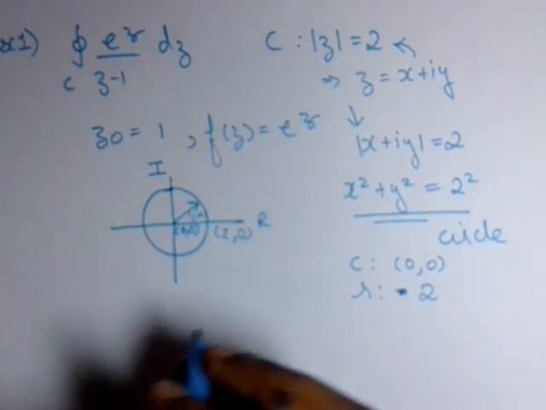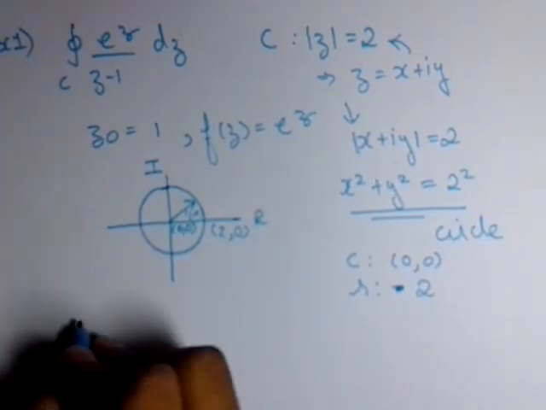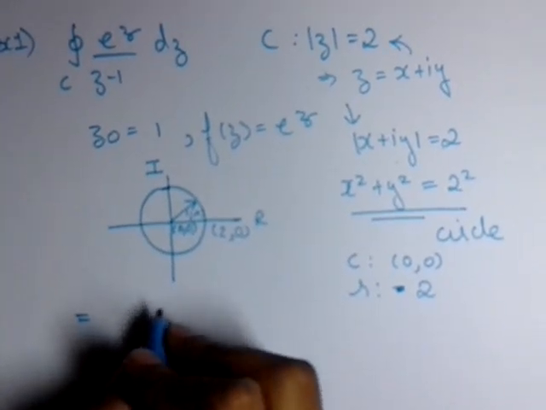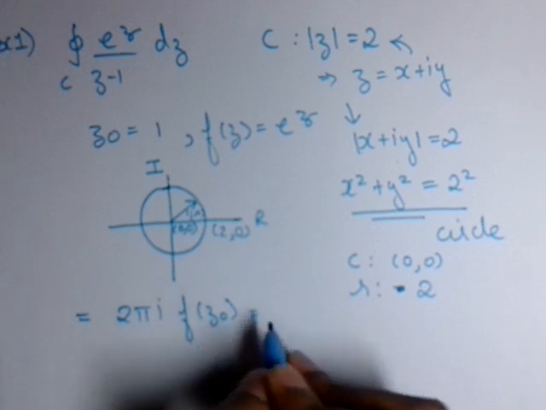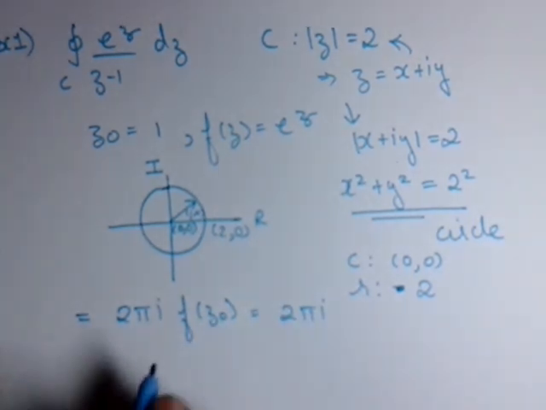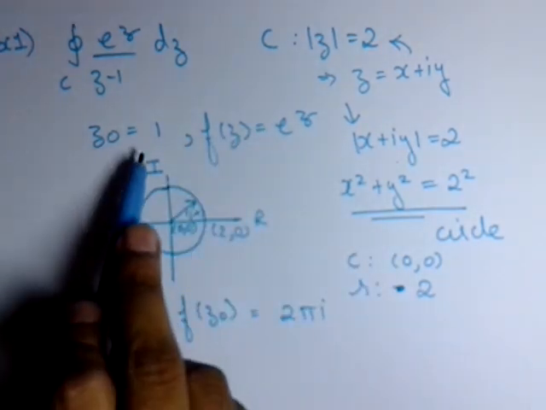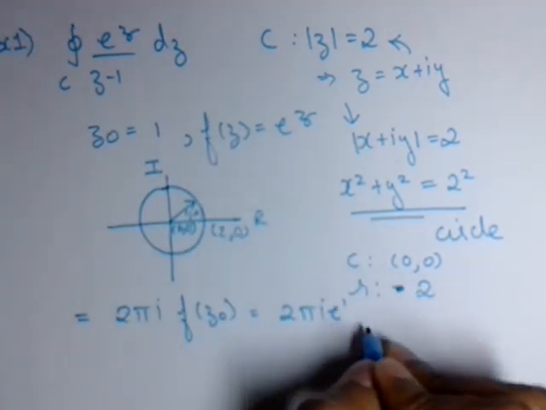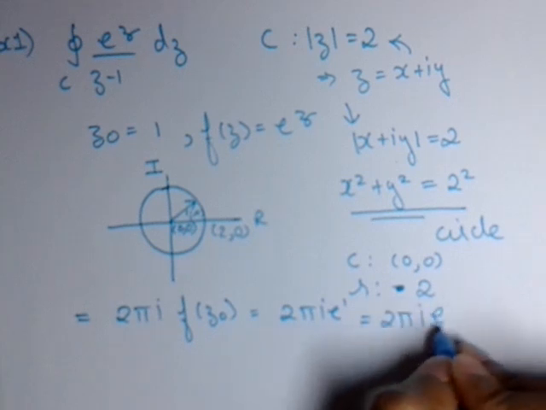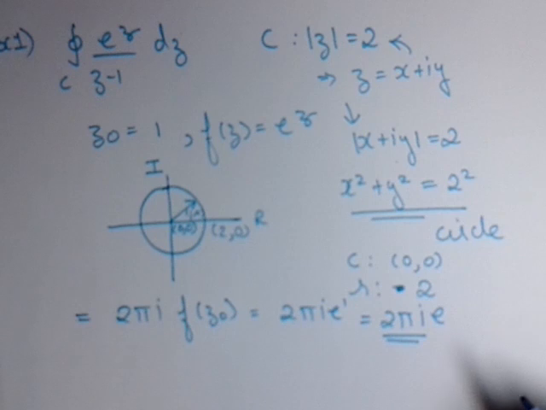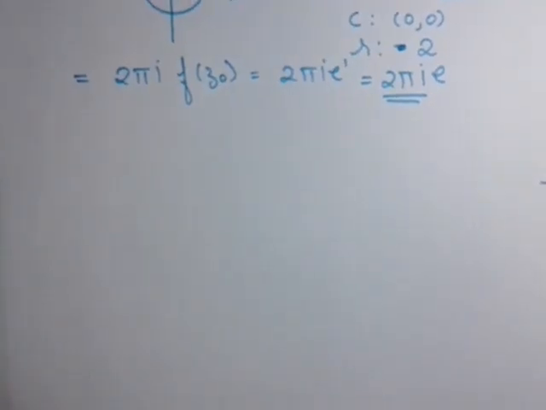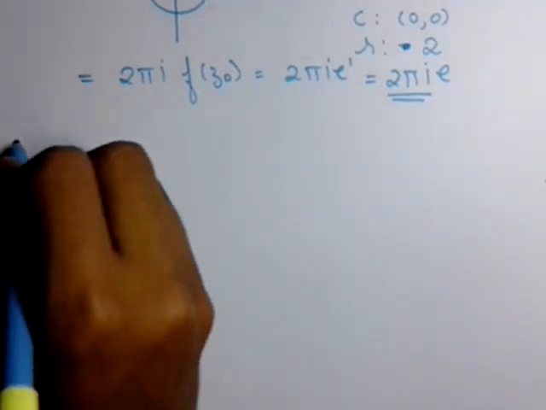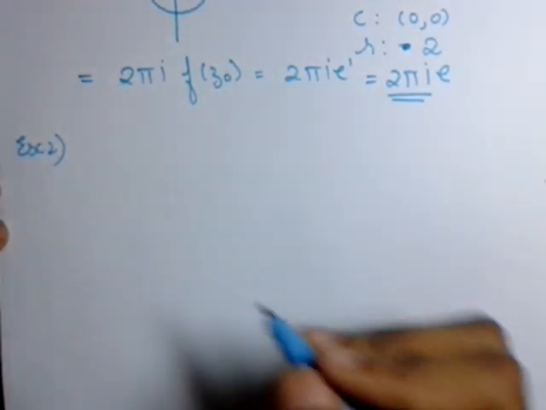So now we have z0 is 1, f(z) is e raised to z. So the answer according to the Cauchy integral formula is simply 2 pi i f(z0), which is equal to 2 pi i, f(z) is e raised to z, and putting z0 in this function gives us e raised to 1, which is simply 2 pi i e. And this was a very simple example. Now we will come to a complicated one. This example will further clear your concepts.